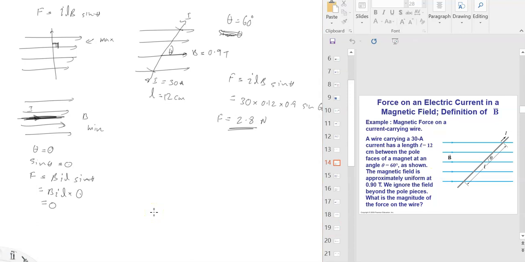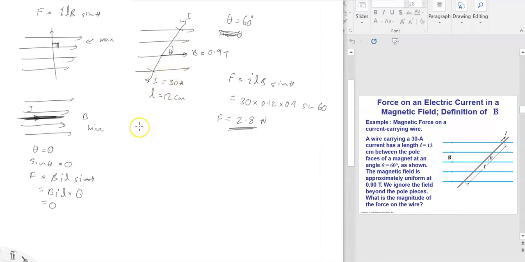Okay, so before we move on, I have two more questions for you. What are the maximum and minimum forces we can create using this setup? Minimum is pretty simple. Place the conductor in the same direction as the magnetic field. This is the B field. This is the conductor. Place it parallel to that. Force becomes what? 0, right? Because theta is 0, sine theta becomes 0.